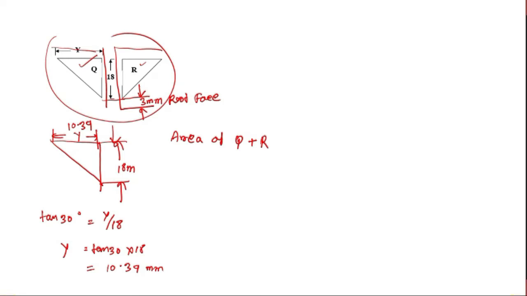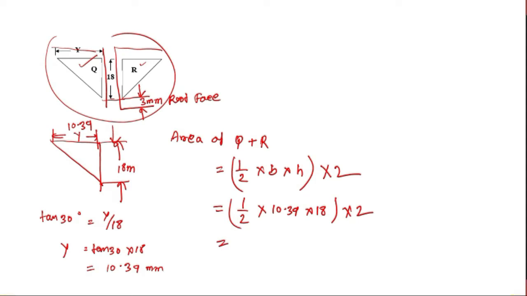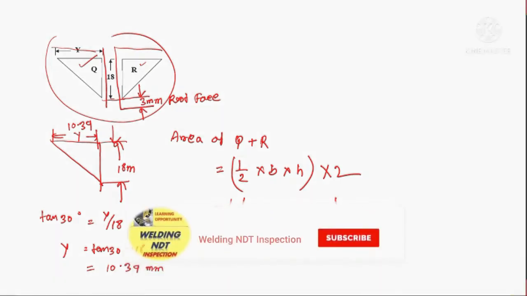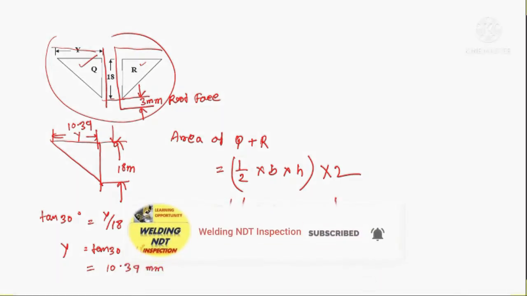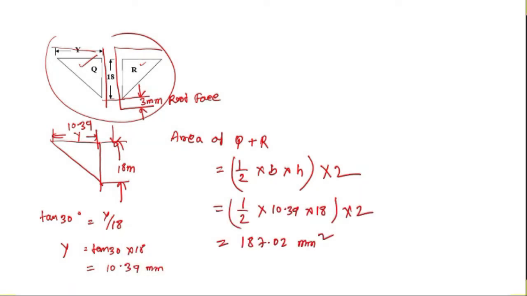Now area of Q and R. You know the area of a triangle equals half into B into H, and here into 2. So this is half into B, 10.39, into H, 18, into 2. After calculation, it will be 187.02 mm². So you calculated Q, R and P, this area.